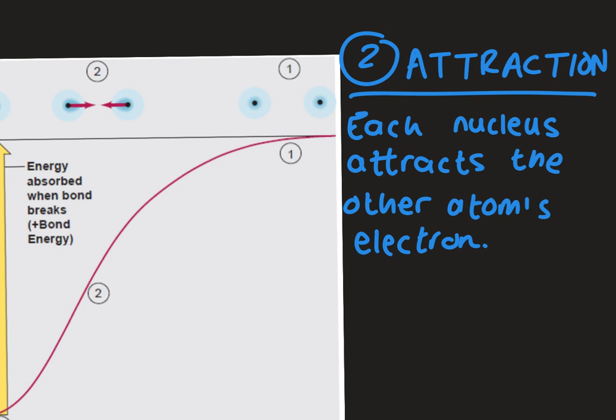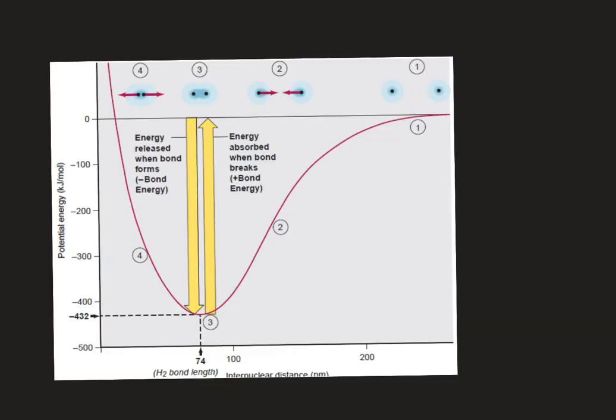Now at point 2, we have something called electrostatic attraction. So there is a force of attraction between this nucleus and this atom's electrons, and this nucleus and that atom's electrons. So as the atoms move closer towards each other, the electrons of one atom are attracted to the nucleus of the other atom. This attraction lowers the system's potential energy, and this is the start of bond formation. The potential energy decreases as the atoms come closer together. This is shown by the downward slope.